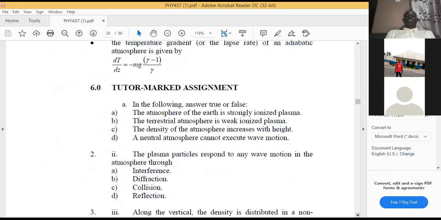Okay, can we go through these TMA questions together? In the following, answer true or false. The atmosphere of the Earth is strongly ionized plasma. Is it true or false? It's false. I said in the material that it is a weakly ionized plasma.